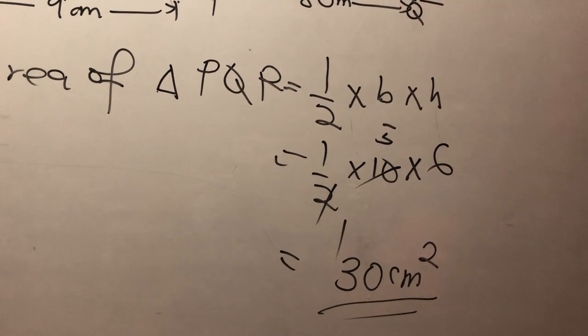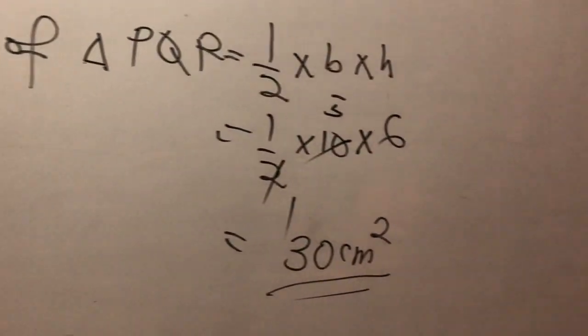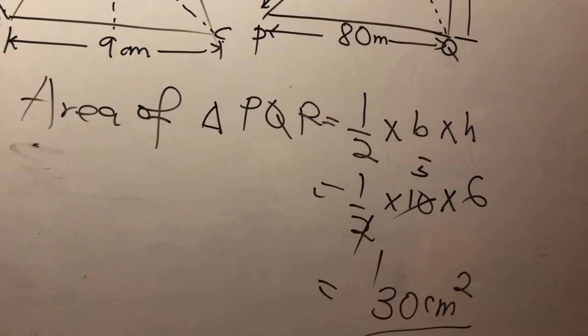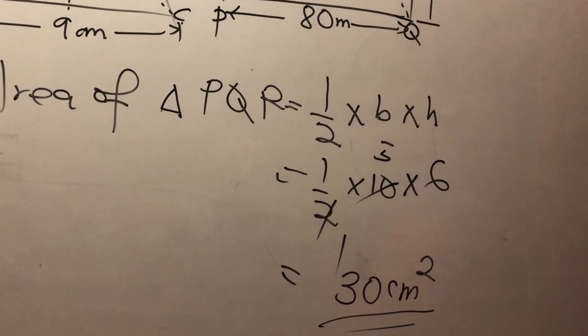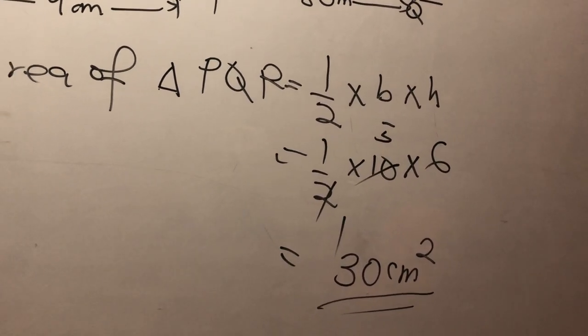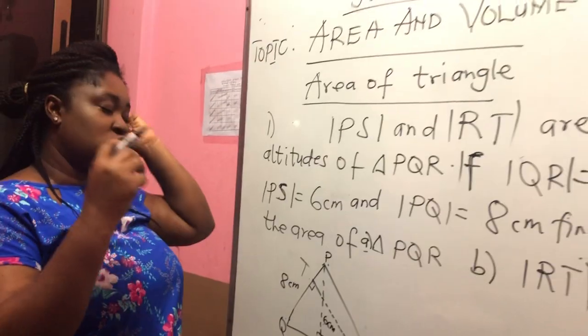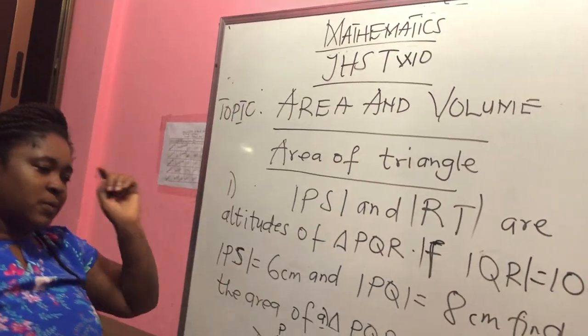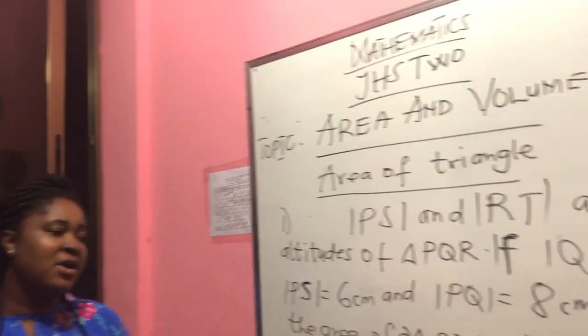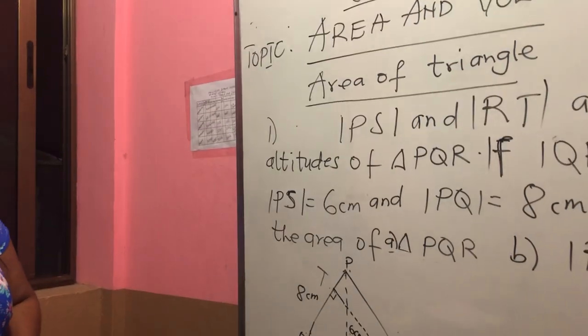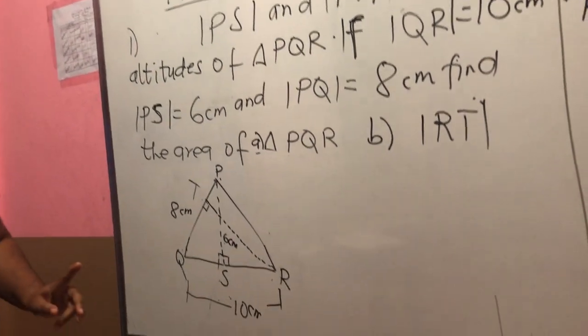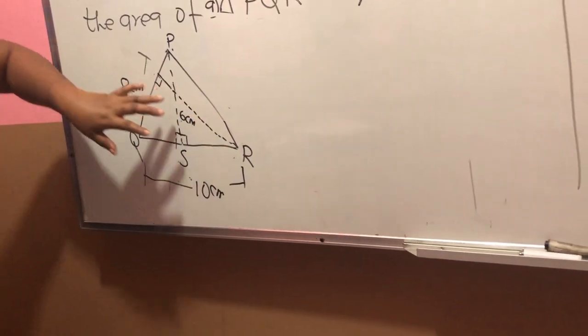Always remember your area is in square. If you don't bring your squared, I am going to think you have found perimeter for me, because perimeter doesn't have a square. So when you are finding your area, always remember to put your squared there. Now, we have the area of the triangle, don't we? It's 30 centimeters squared. Now, if you have the area, we can come and find the length of what?